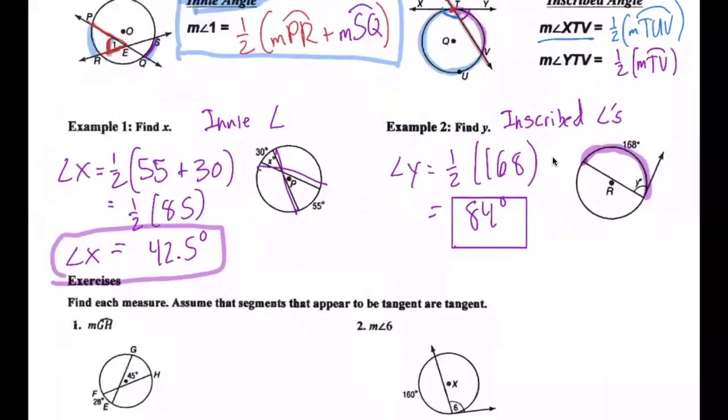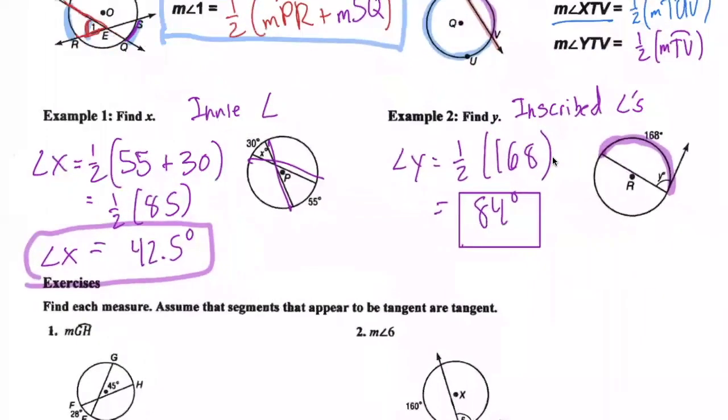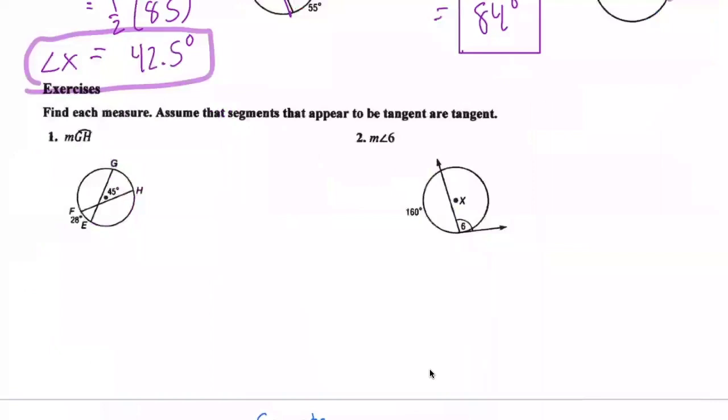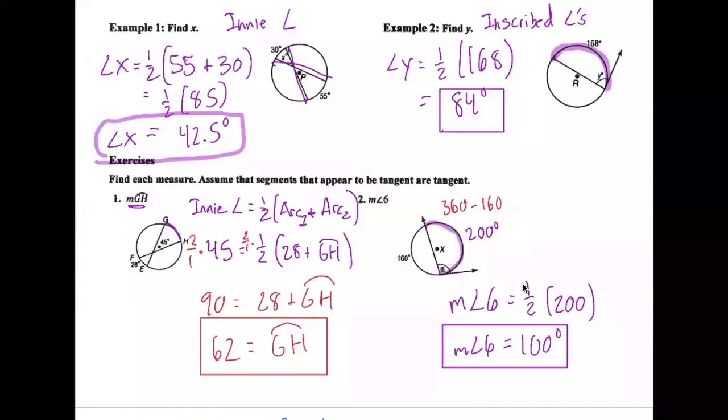All right, I'm going to pause it here. Do 1 and 2, and once you get your answers, we're going to share them out, but don't share yet. Good luck. Okay, so 62 and 100 is good.